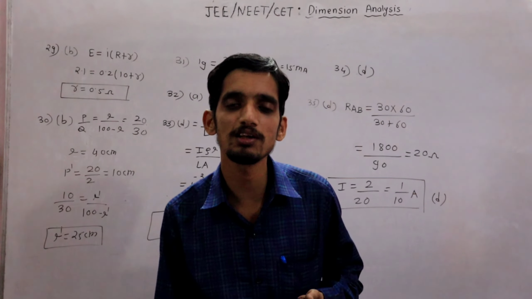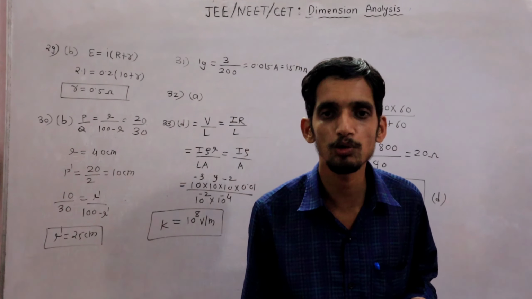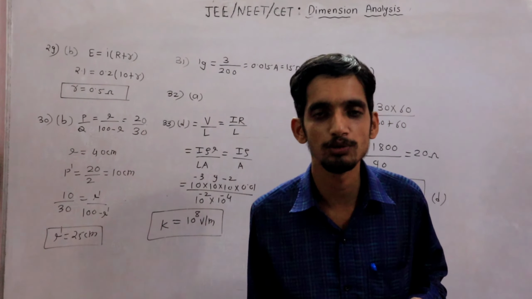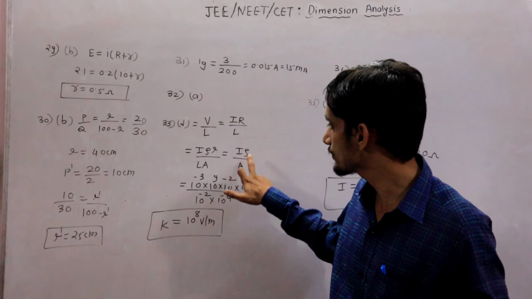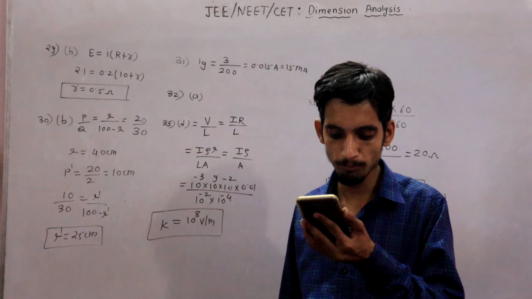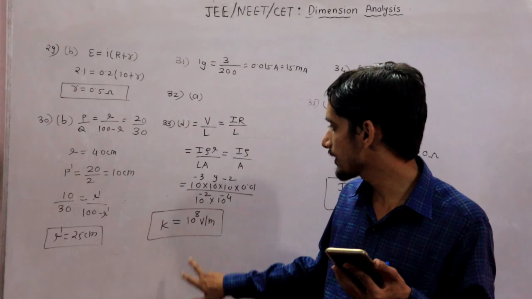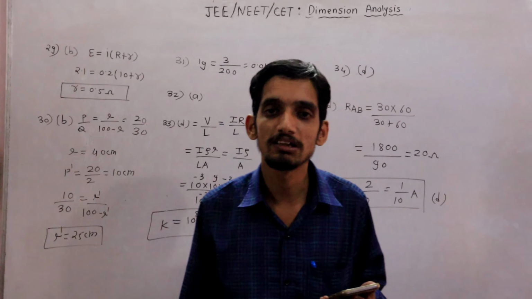So simply, potential gradient is what? I R by L. Why? Because VAB is the potential difference, which is I into R upon L. So R is rho L by A, which gives I rho upon A. So option number D is the correct answer for question number 33.